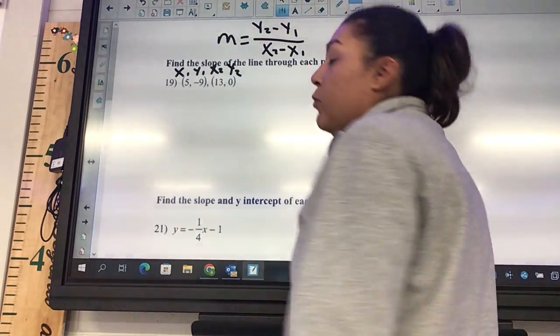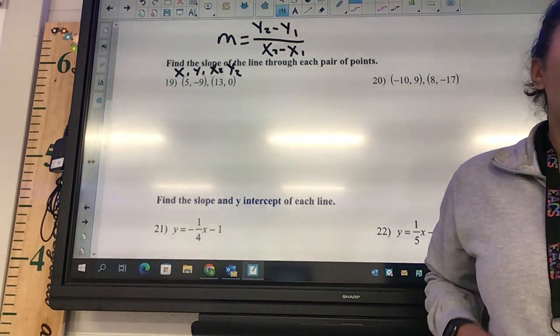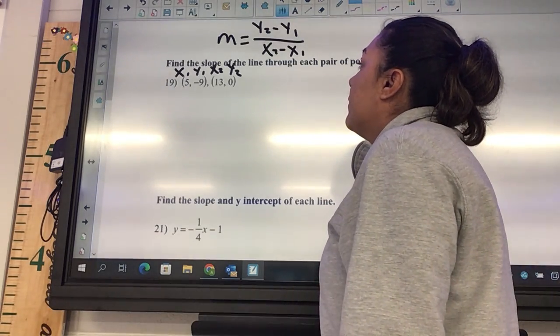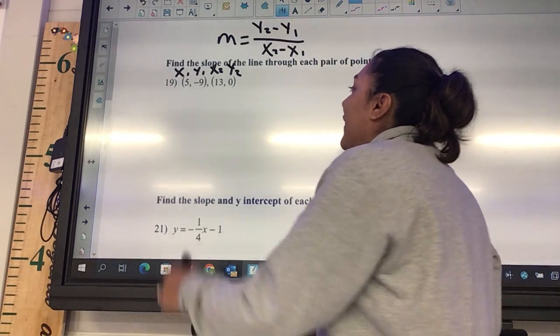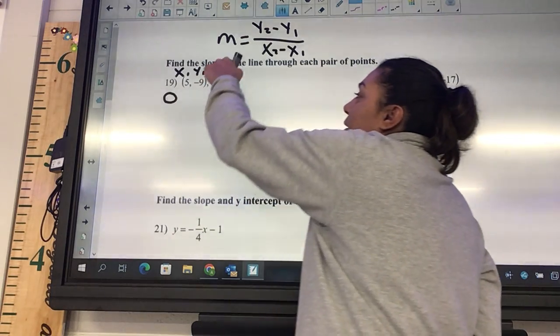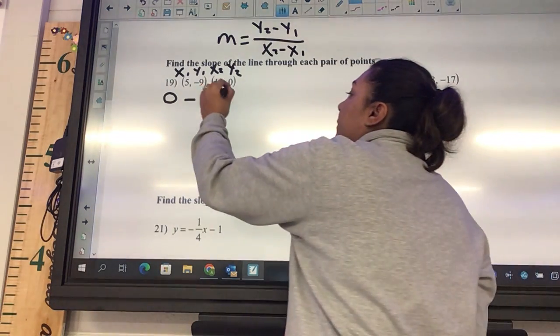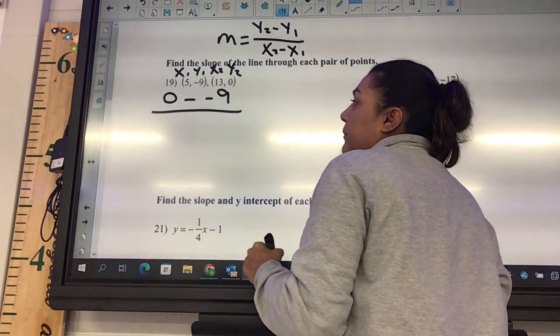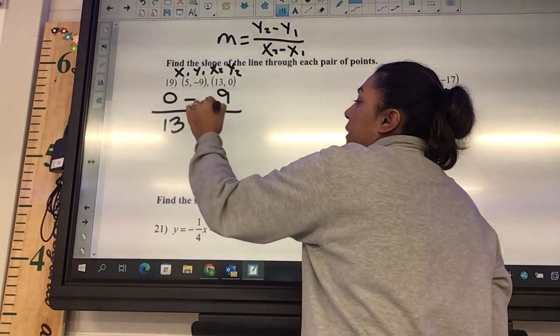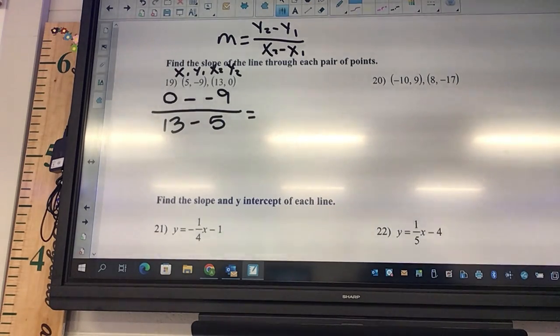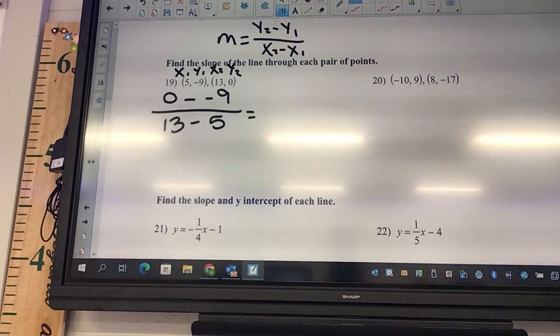So y2 is what? Try again. 0. That's why we label: we can see that y2 belongs to 0. Minus, what is y1? Negative 9. Negative 9 over x2, 13, minus x1, which is 5. Type that in your calculator and see what you get. Use the calculator for those. Reduce that fraction. 9 over 8.